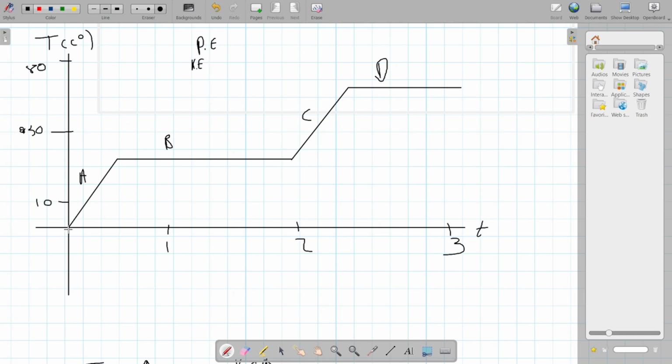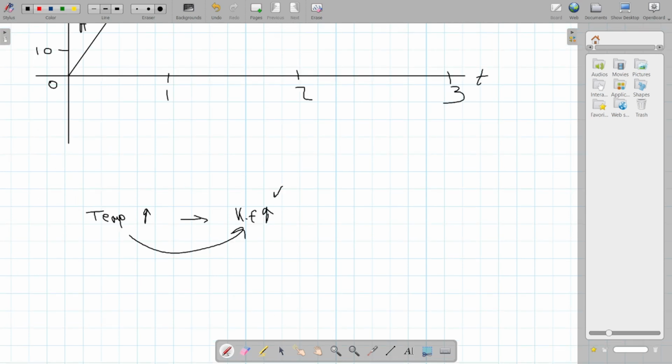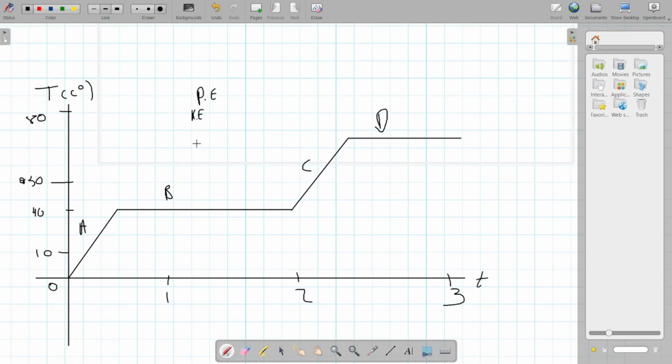So from A, you're going from 0 degrees up to 40 degrees. What's happening in A? Temperature is increasing. So kinetic energy is increasing. And we said only one of them can change. The other one has to stay constant. So if the kinetic energy is changing, that means the potential energy isn't changing. So the potential energy in this case is constant.